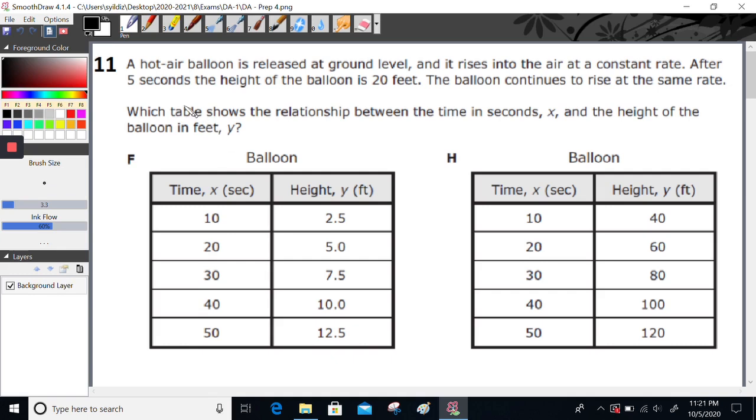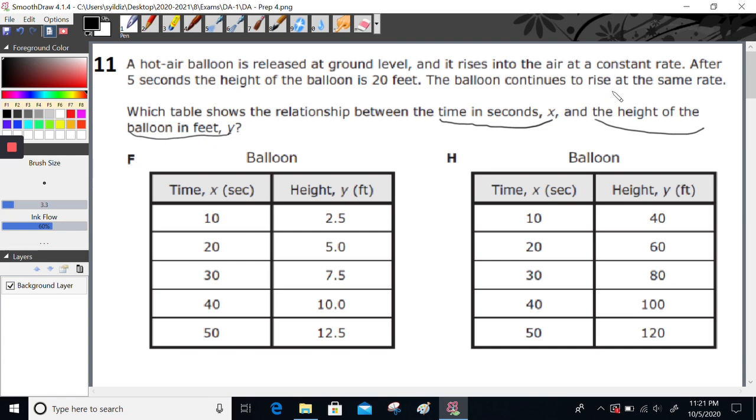Alright, so let's do this example. A hot air balloon is released at ground level and it rises into the air at a constant rate. After 5 seconds, the height of the balloon is 20 feet. The balloon continues to rise at the same rate. Which table shows the relationship between the time in seconds? So it's going to be x, time in seconds, and the height of the balloon in feet. So it's going to be y. Okay, y is going to be the height of the balloon in feet.